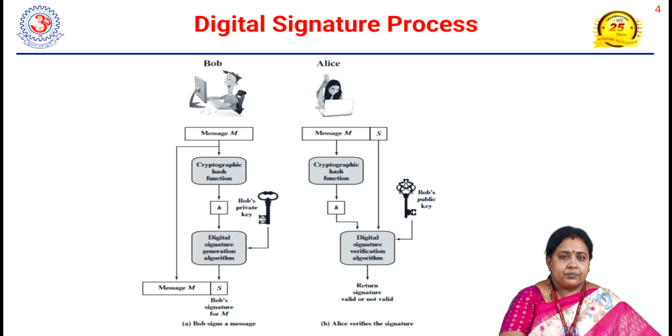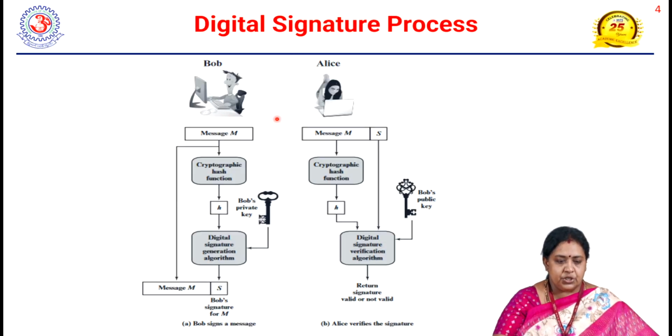And coming to the digital signature process, this is a simple process. See here, Bob is a sender and Alice is a receiver. Bob is sending some document to Alice, and Alice has to verify the identity. She has to check the authenticity and also the integrity. For that purpose, Bob is going to use a technique that we call a digital signature. This is a message that Bob wants to send.